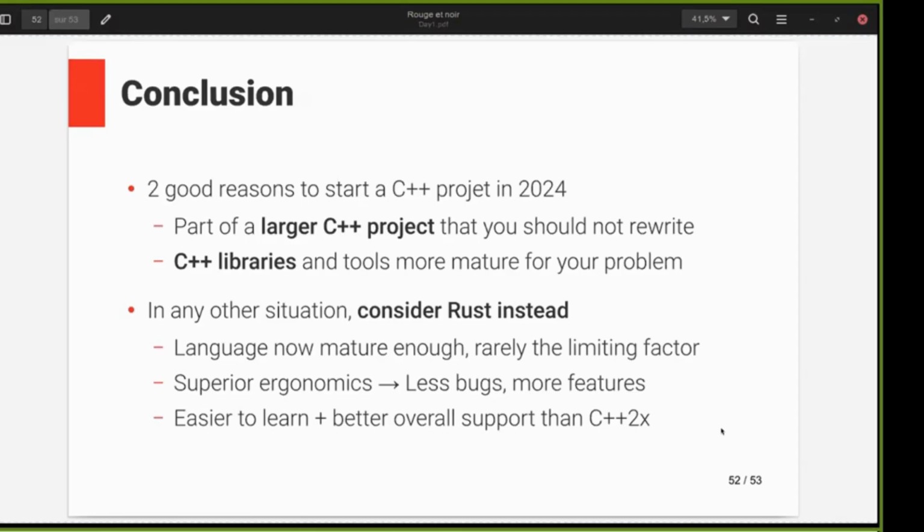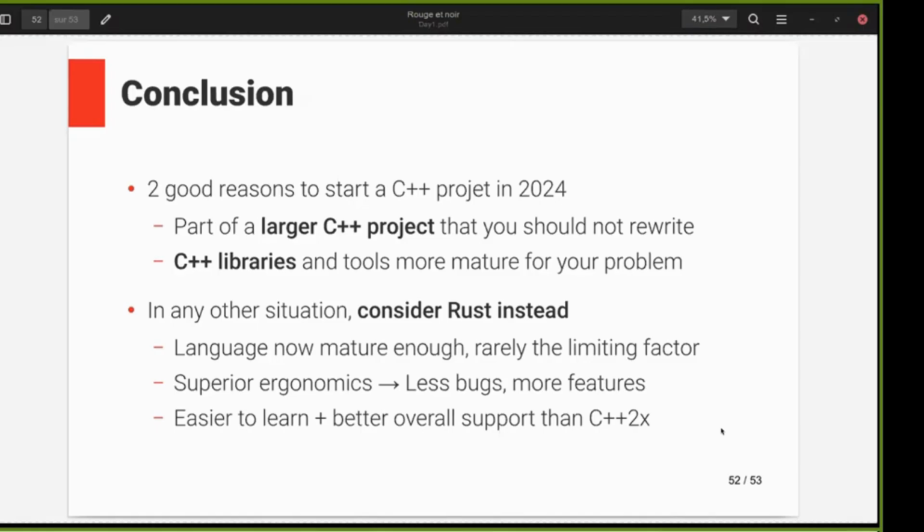I would argue that in any other situation than these two, you should consider the use of Rust. Because these days, the language has become mature enough that it's rarely the limiting factor. Really often, the limiting factor is libraries, and I mean, libraries can be written if the need arises. In exchange for using this less mature ecosystem of libraries, what you will get is a language with much better ergonomics and much better designed libraries.